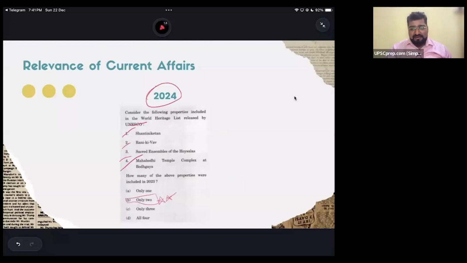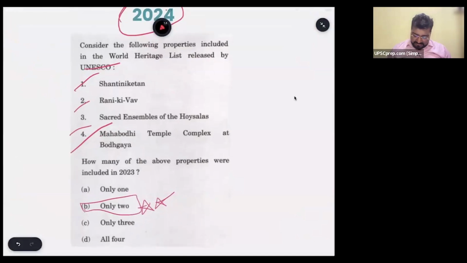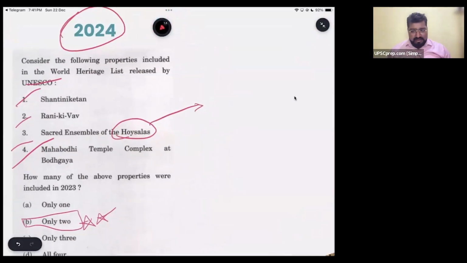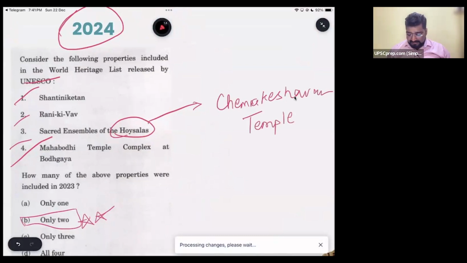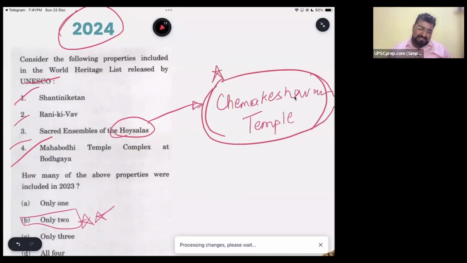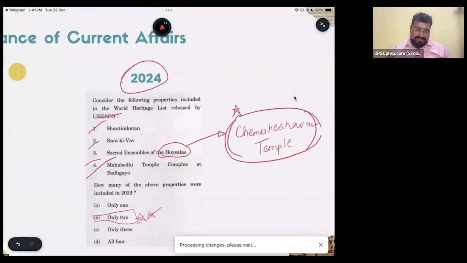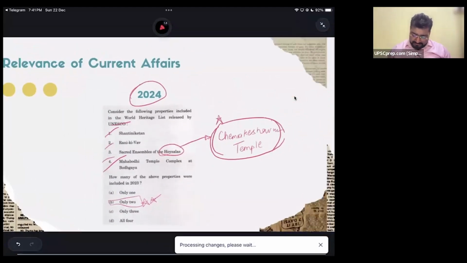Okay, you're getting confused. Shantiniketan, yes, and Hoysala architecture. In Hoysala architecture, let me tell you, the Chennakeshava temple is there. That is a part of Hoysala architecture and it was in the news, and that is the reason it was asked. We have elaborately discussed this particular topic in the current affairs classes, so need not worry about that.